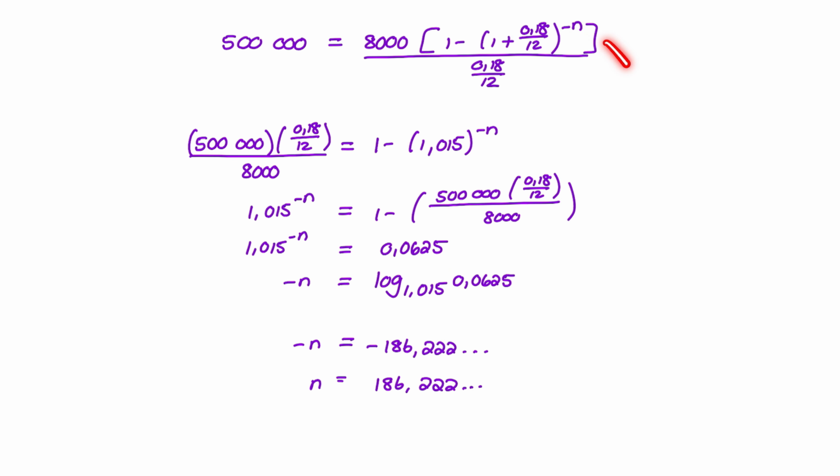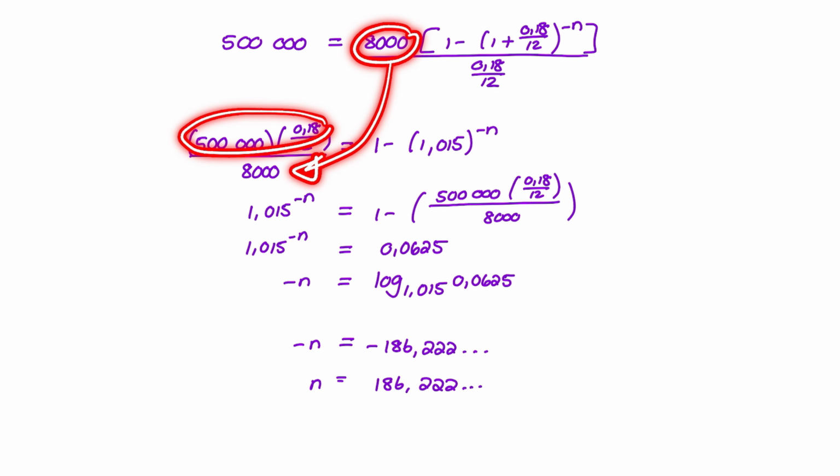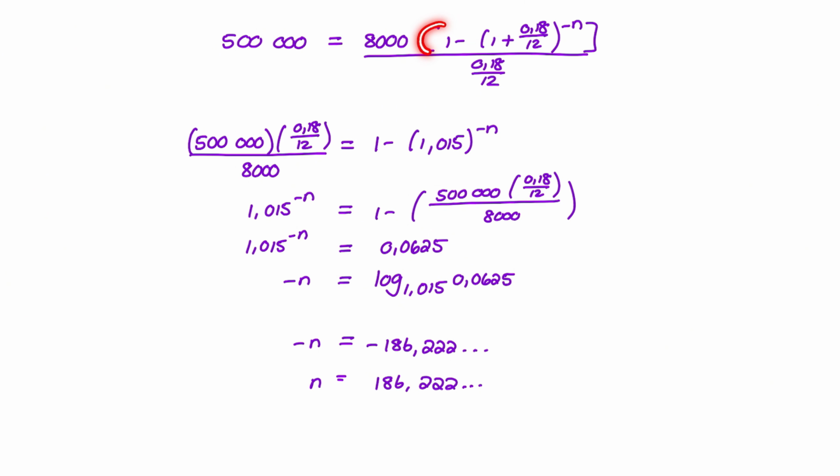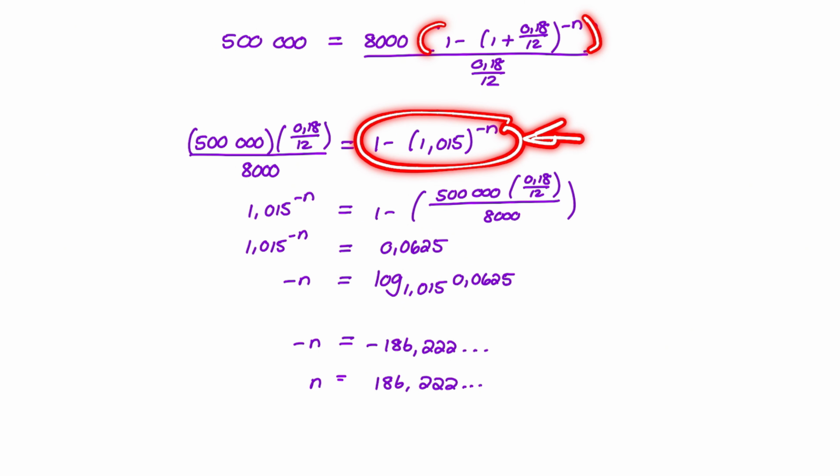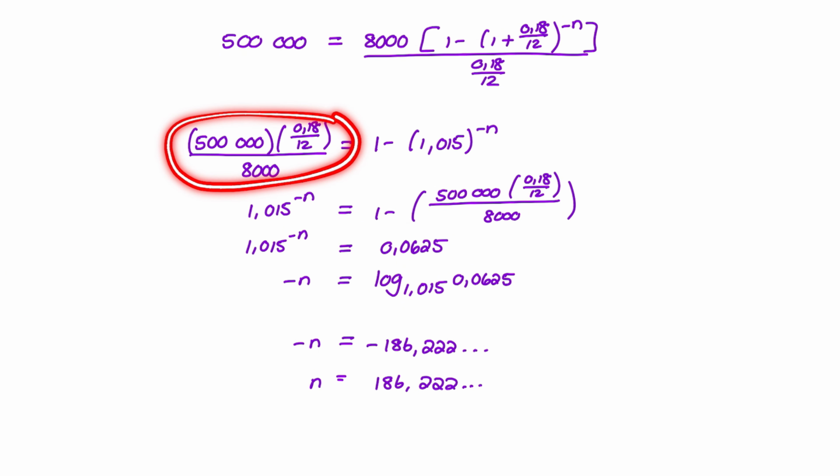Now what we want to do is isolate this bracket of 1 plus 0.18 over 12 to the power of negative n. So let's go through it step by step. First, I take the 500,000 Rand and I multiply it with the denominator. Then I'll divide that result by 8,000 Rand. That will lead me to the contents of the bracket on the right hand side and a very busy fraction on the left hand side.